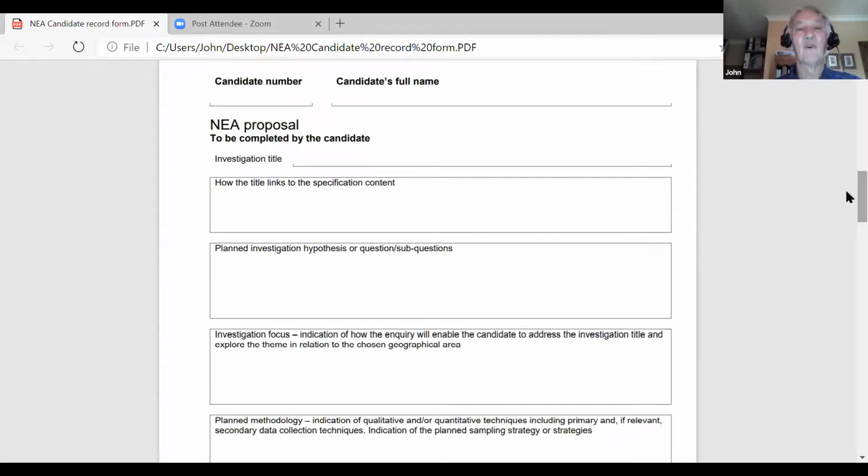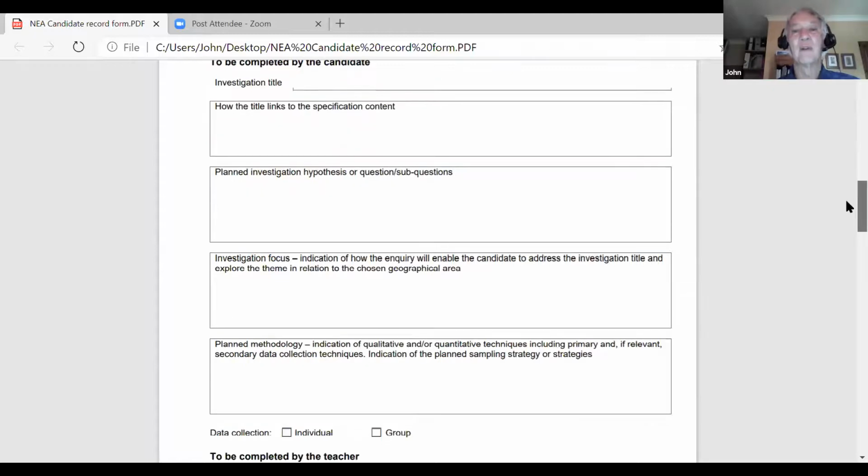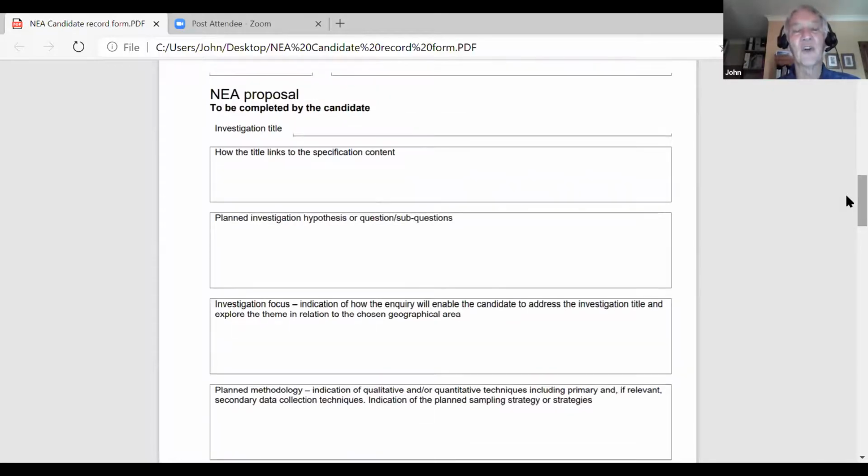Here's the proposal form. Your title, place, and idea. I'm testing this idea in this place. Box of links to spec content, which can be fairly brief. If you're struggling to find a link to specification content for something you really want to do, it'll fit in changing places. Changing places will cover a host of evils.